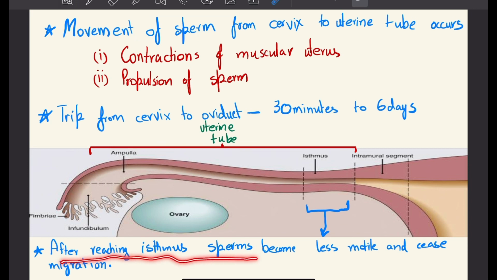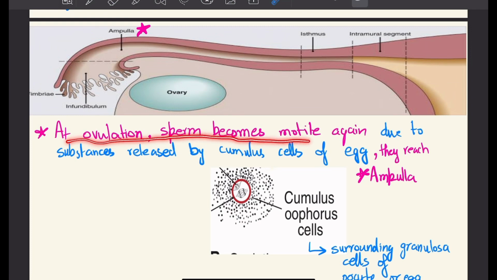After reaching the isthmus, sperm become less motile and cease migration. Here is the isthmus, where there is contraction in the oviduct, at the start. At ovulation, sperm become motile again due to substances released by the cumulus oophorus of the egg. They reach the ampulla where fertilization occurs. Here is the cumulus oophorus, the granulosa cells surrounding the secondary oocyte.